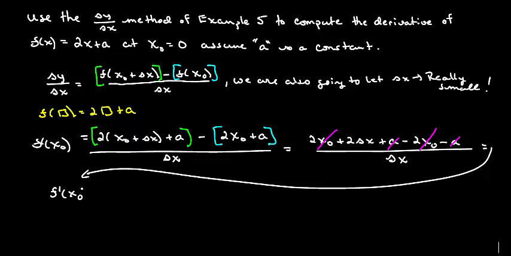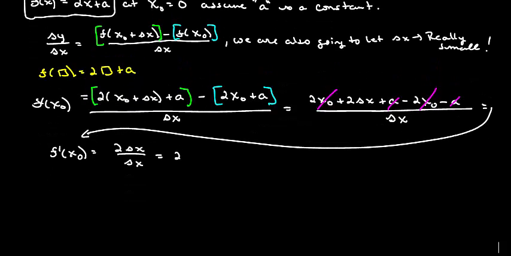So the derivative as a function of x naught is now equal to 2 delta x over delta x, or just 2. So what we've found is that the slope of the tangent line at any point on this function right here is 2. Well, that makes sense. Look, this is a linear function, right? It's got a constant slope.